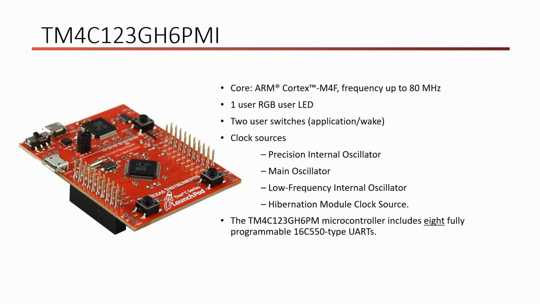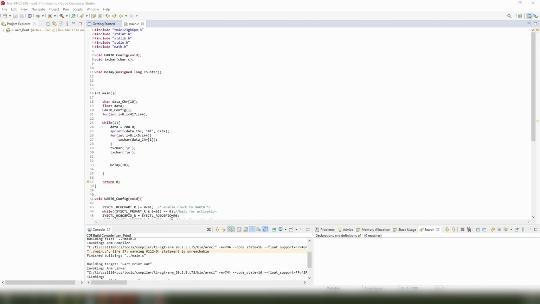It has 2 user switches and has 4 main clock sources. Today, we will use the Precision internal oscillator with a frequency of 16 MHz. And also, this board includes 8 fully programmable UARTs.